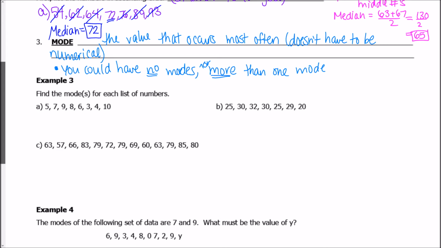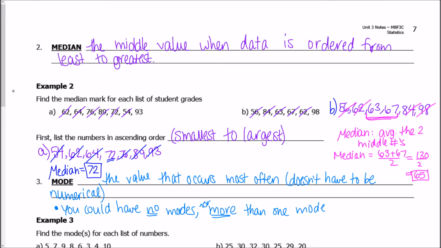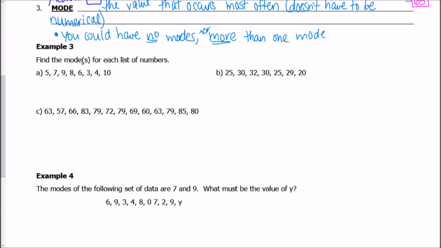So in example 3, it says find the mode, and notice how it says mode with brackets around the S, because you could have more than one possibly for each list of numbers. So if I look at these numbers right here, I've got 5, 7, 9, 8, 6, 3, 4, 10. They're all completely different numbers, which means that there's no number that repeats most often. So this means that there's no mode. And the reason why is because each number is unique.